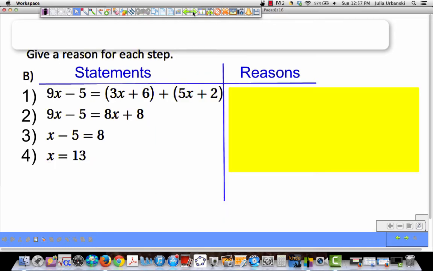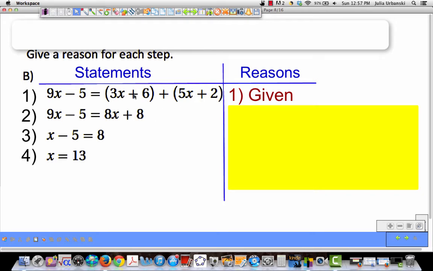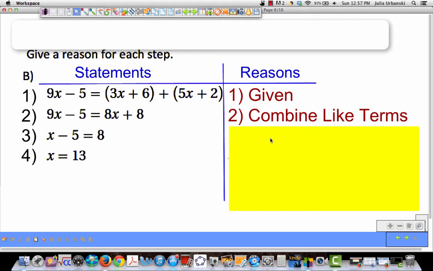So let's watch one more. Try to keep it in your mind before I go over the answer. Number 1 is always your, well, not always, 90% of the time, it's your given problem. But number 2 is, how did we go from here to here? Look, 9x didn't change, minus 5 didn't change, 3x changed. 3x and 5x went together to form 8x. 6 and 2 went together to form 8. So we call that, from algebra, combining like terms, and that's what we did. We combined like terms. You're always looking for what changed, what happened from this step to the next step, so that you can explain what happened.